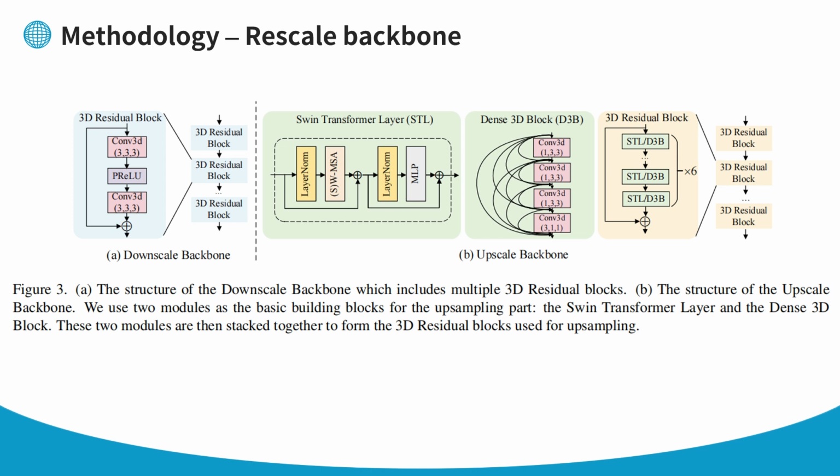The upscale backbone, on the right, employs 2 types of modules. When both spatial and temporal resolutions are altered, we use 3D Swin Transformer Layers (STL). For temporal-only resampling, we use dense 3D blocks (D3B) made of depth-wise separable convolutions to reduce memory for high-resolution inputs. These modules are stacked to form the upsampling network.